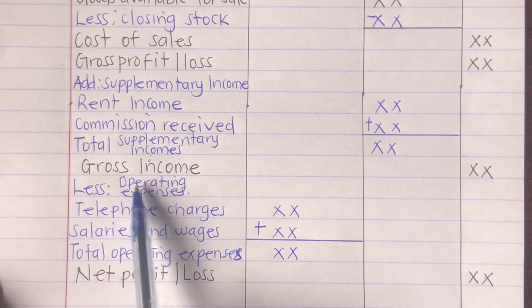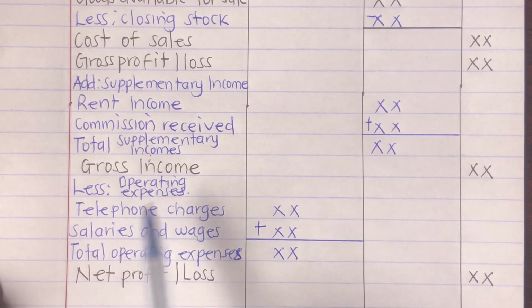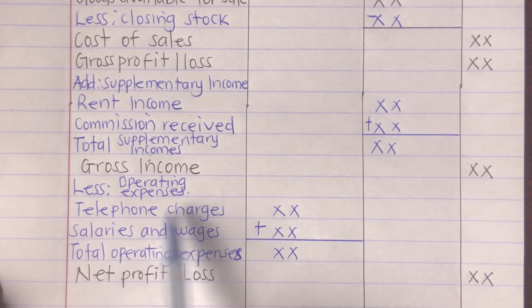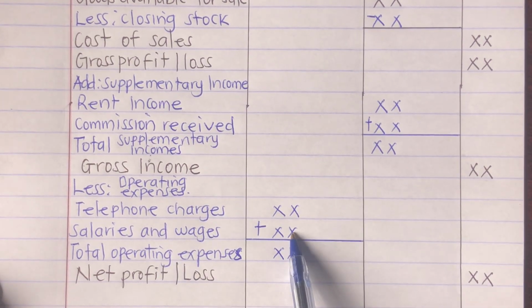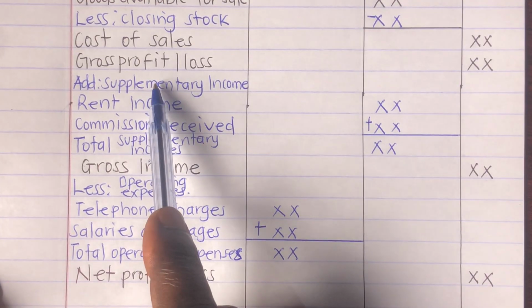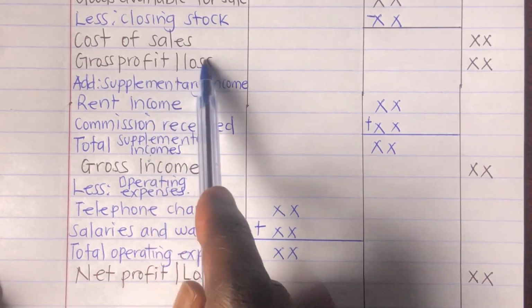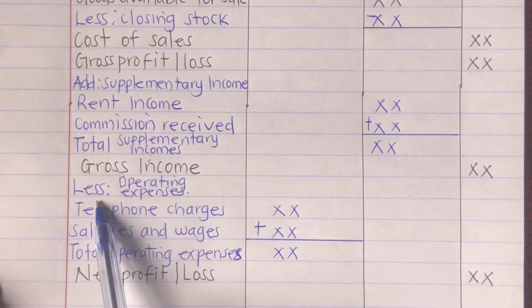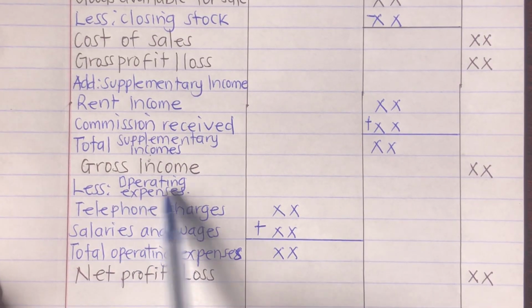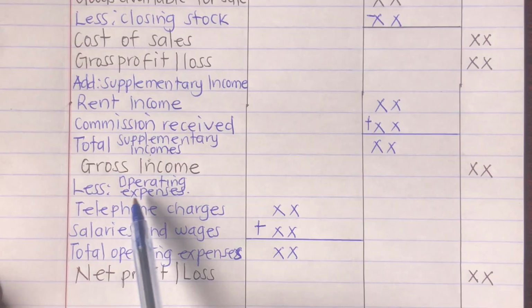Operating expenses are also called indirect expenses, like those expenses made by the business, those day-to-day expenses like telephone charges, for example. So you come and add them here, and then get the total operating expenses and less them from the gross income. The formula of getting net profit is gross profit or gross loss plus supplementary income minus operating expenses, and then you get the net profit. It can also be net profit or net loss equals gross income less operating expenses.